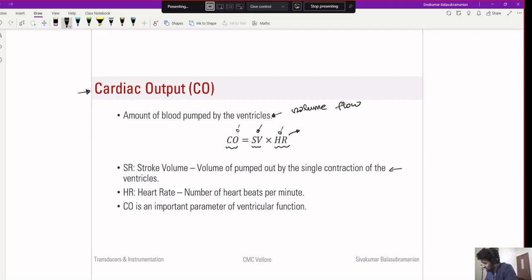What would be the unit of stroke volume? It will be meter cube, because it's simply the volume of blood pumped every heartbeat. And HR is the heart rate, which is simply the number of heartbeats per second, which is basically 1 by second. Cardiac output is important because it tells us something about the ventricular function of the heart. So this is of vital importance in cardiology.